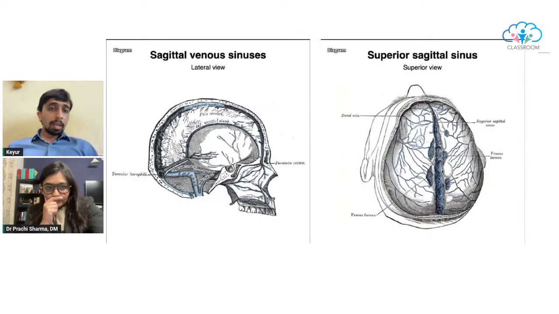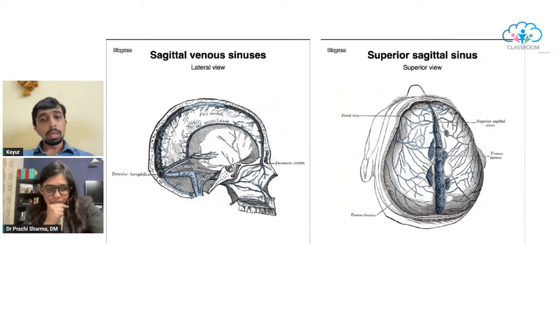This is the diagram from Gray's Anatomy. We can see the superior sagittal sinus, which receives drainage from the cortical surfaces on all sides. Around 8 to 15 cortical veins drain on either side into the superior sagittal sinus. Mind you, as we go from anterior to posterior, there is an acute angle of these cortical veins with respect to the superior sagittal sinus. In the front they are almost at 90 degrees, and as we go back, they come at an acute angle.